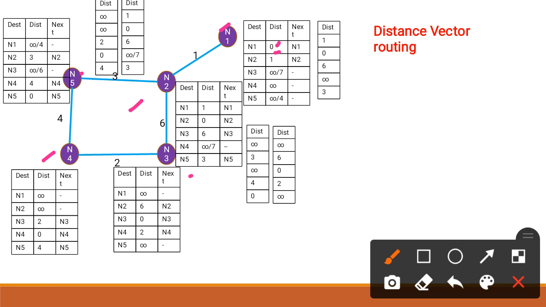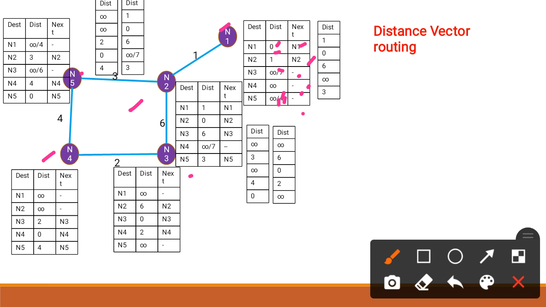Now n1 is not directly connected to n3, n4, n5. That is why we are writing here infinity, infinity, infinity. For n1 to n1, the next hop is n1; n1 to n2, the next hop is n2. So n1 to n3 is infinity, so we don't have any next hop. That is why it is a dash, dash, dash there.